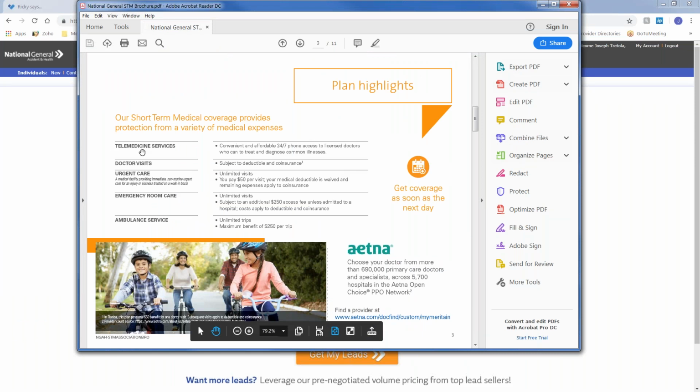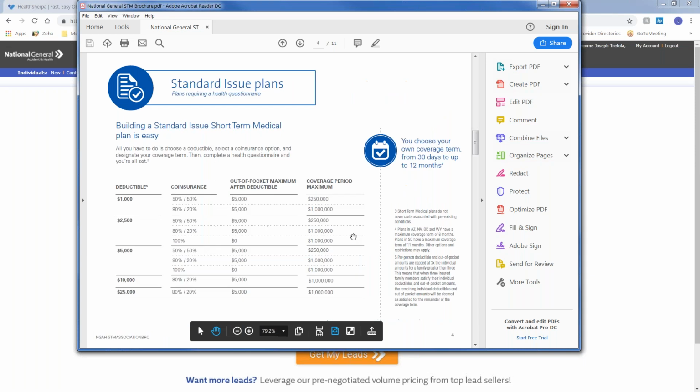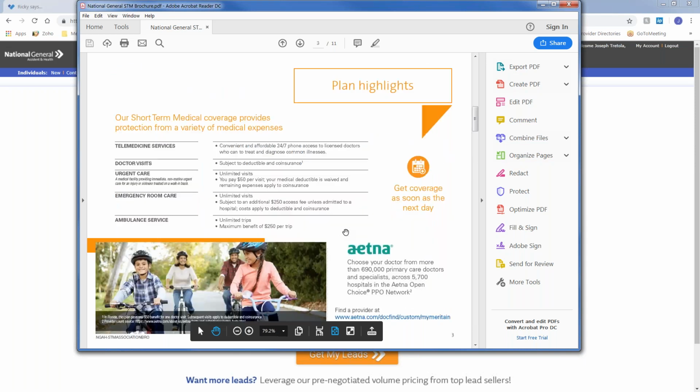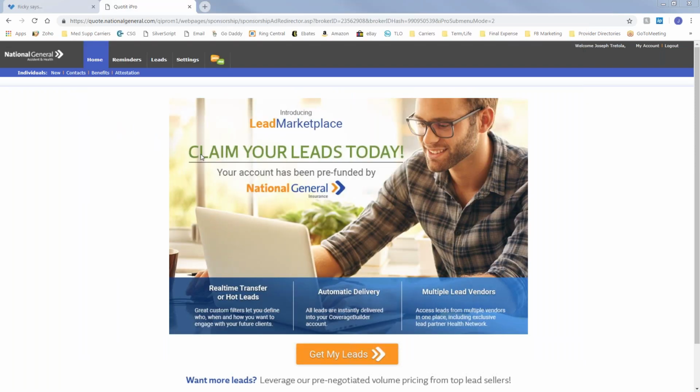It offers telemedicine where you can speak with a doctor over the telephone. It does have coverage for doctor visits, but it is subject to the deductible and the coinsurance. You would have access to urgent care, which would be a $50 copayment per visit. You would have access to the emergency room, ambulance services, and virtually everything else. It utilizes the Aetna Choice PPO network, which is a national network. So I'll get into the nitty-gritty in just a second. I just wanted to bring that up.